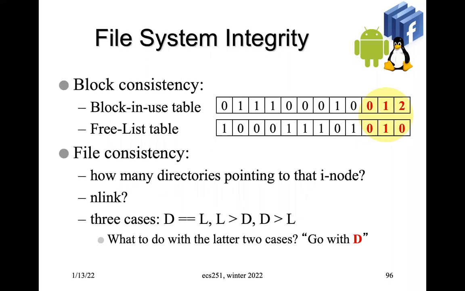I'm going to talk about two different kinds of file system consistency check. One is called block consistency check. The other is called file consistency check, which is also related to the directory structure consistency check. So let's take a look at the first one, the block consistency check.